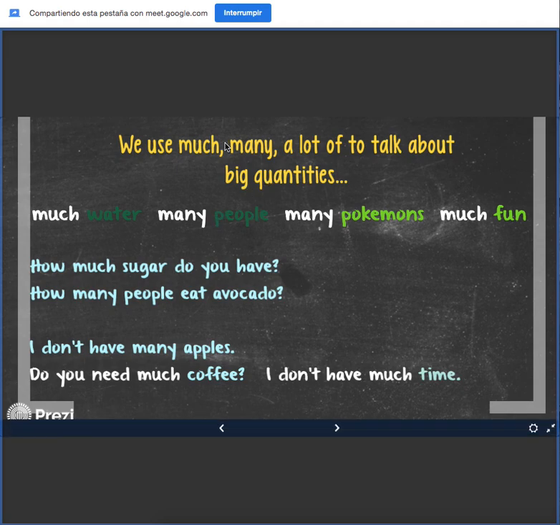Let's take a look at this. Much and many, guys, are like synonyms, but the difference is that you use much with something and many with something. Let's take a look at the examples. I have much water, many people, many Pokemons, much fun. So what is the difference between much and many by taking into account these examples? What difference can you see there in the examples that I gave you? Who can tell me? For example, Gabby, what do you see there? What may be the difference between much and many?